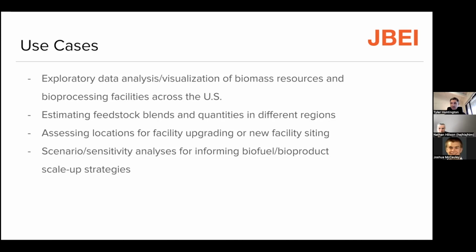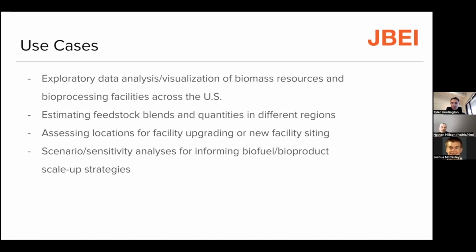And we offer projected data sets out into the future for these different feedstocks. And so if you wanted to run a scenario analysis for a given future year under different assumptions, economic and agronomic, you could do that with our tool, and it would give you a rough approximation of what the landscape of biomass looks like at that future time point.